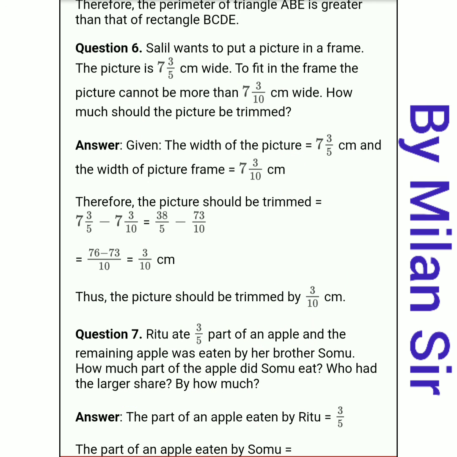So our answer is 3 by 10 centimeter. This is already a proper fraction, so we cannot convert it into a mixed fraction. So this is our answer. Thus the picture should be trimmed by 3 by 10 centimeter, because our picture is 3 upon 10 centimeter greater than the frame. So we need to cut it. So thus the picture should be trimmed by 3 by 10 centimeter. Okay, thank you.